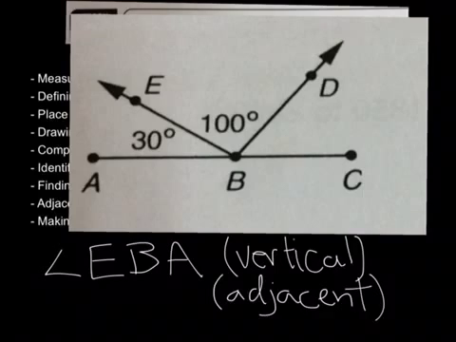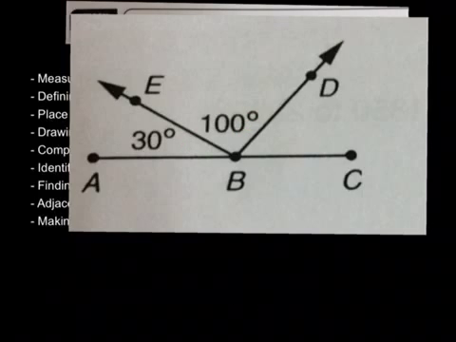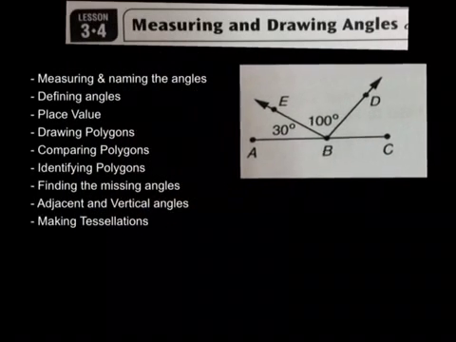Go ahead now and pause the video and analyze this. We have angle EBA. We're asking which one is vertical. Vertical, remember, is directly across. And which one is adjacent to angle EBA. Adjacent, remember, is always next to. So next to, this angle is next to this angle, and this angle is next to this angle. Okay? So your answer should look something like this.